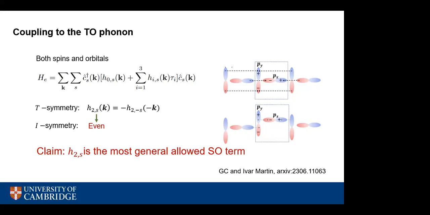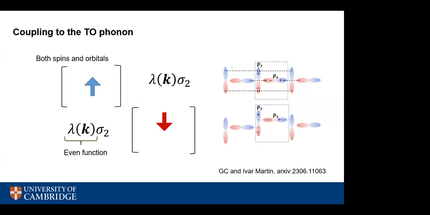Then my claim is that this term H2S that I put in, which at this level looks like it's not a spin orbit coupling because it has a spin label with it, is the most general allowed spin orbit term in this kind of system. One way you can think it's a spin orbit term is because the up spin and down spin blocks have different sign of the spin. So let's say you have a spin up part, you have a spin down part, and you can try to put some general off diagonal term as a spin orbit term. And it turns out if you have to satisfy inversion and time reversal, this is the only off diagonal term.